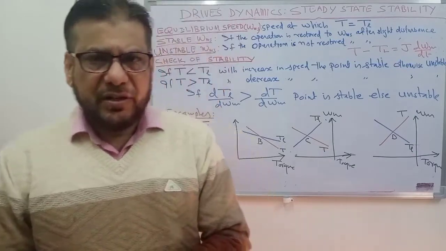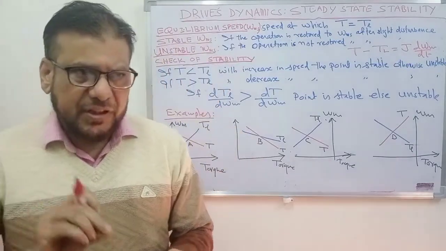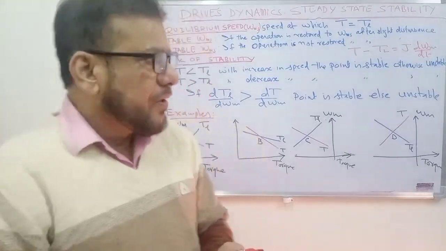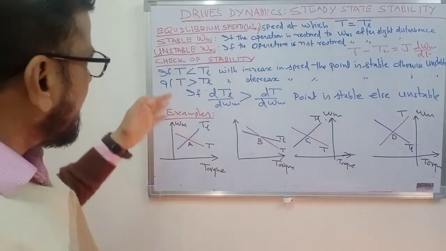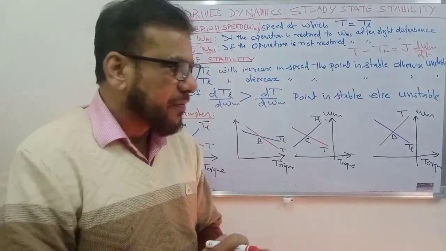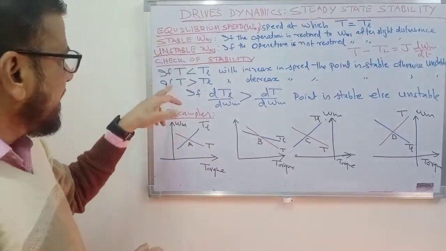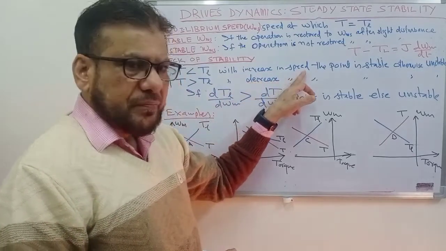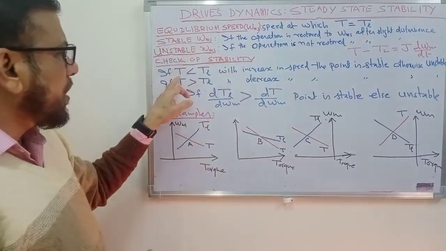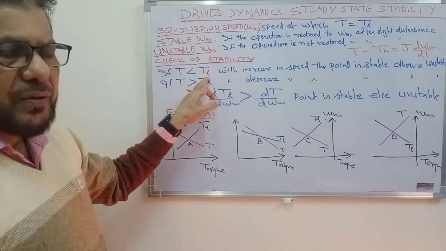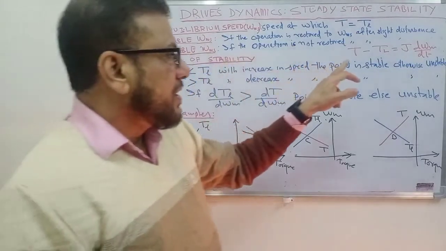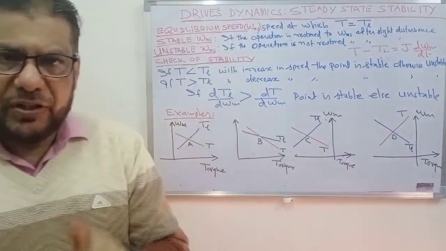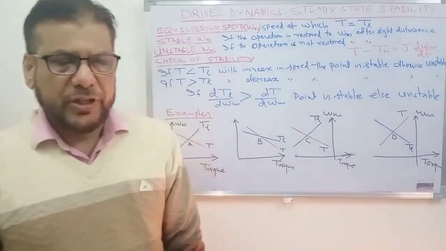So today we shall learn how to find out whether the operating point is stable or it is unstable. For this we have to make a check. The check is that if with the increase in speed the motor torque becomes less than the load torque, then you can say that the point is stable operating point, otherwise the point is unstable operating point.